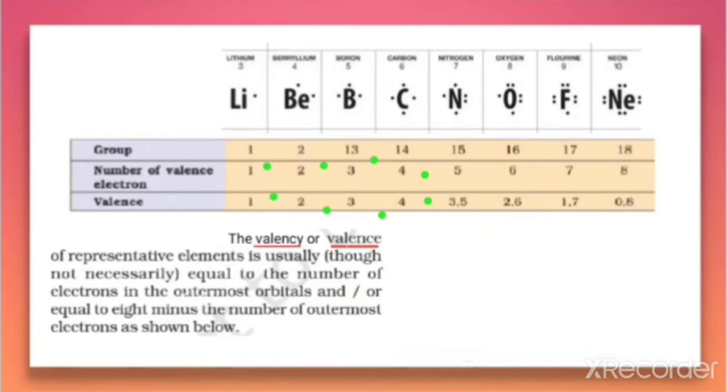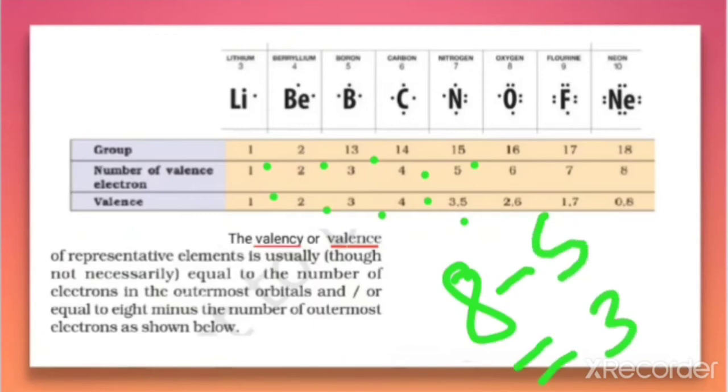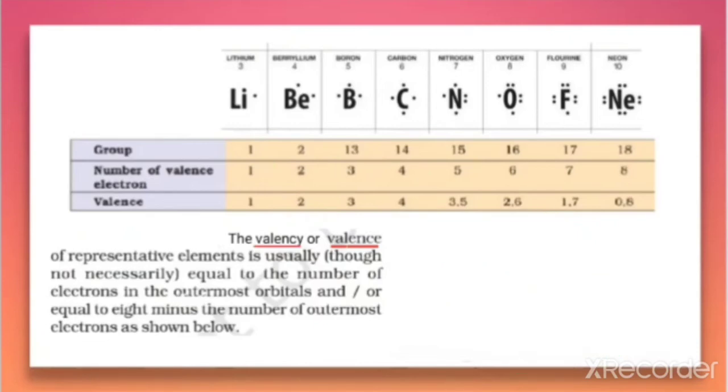But look at the other case, nitrogen. In the case of nitrogen, the valence electron is 5, but the valency is 8 minus the valence electron, that is equal to 3. So one valency which it can show is 5, the other one is 3. So how can we find the valency? The valency can be equal to the valence electrons or equal to 8 minus the valence electrons.